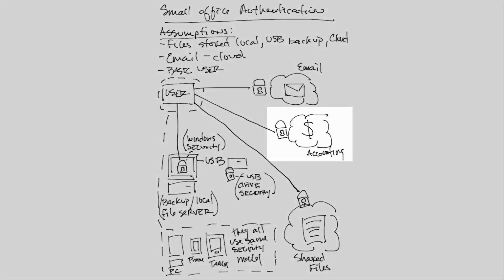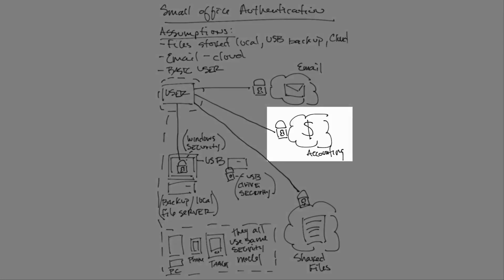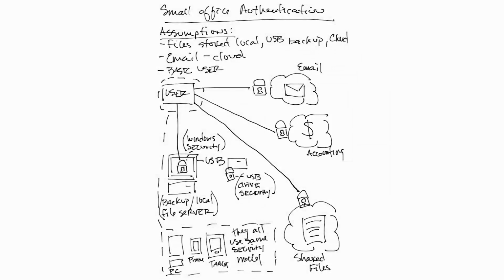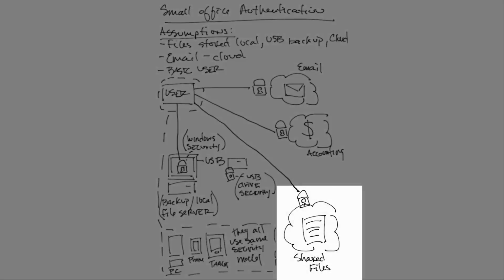So email, accounting software, if you use an accounting software online, for example, let's say, I don't know, QuickBooks, you'll have a username and password that you'll have to use to get out there. And then, of course, if you have shared files like a Dropbox or Google Drive or OneDrive or whatever it is that you're using, you're going to have username and authentication there.